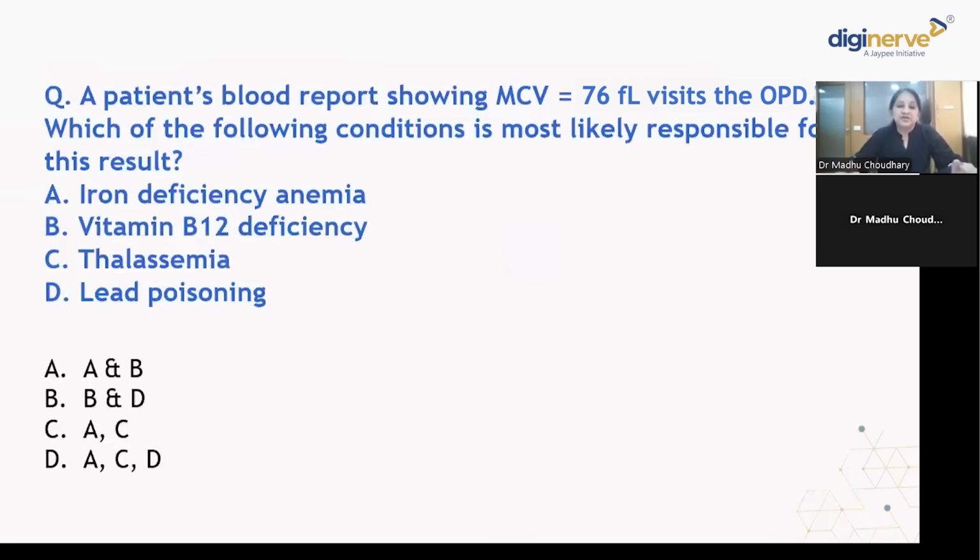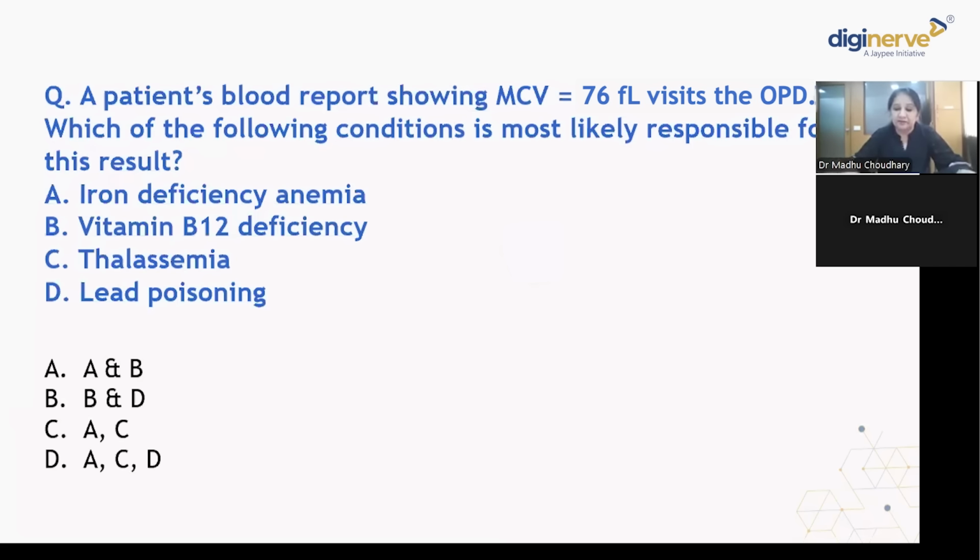Now, a patient's blood report shows MCVs of 76 femtoliter. He visits the OPD. Which of the following condition is most likely to be responsible for this result? See, I'm not sure if this question has been asked in this manner only, because this is a very easy question, cannot be expected in INI-CET in a straightforward format. Okay, just say they are just telling you MCV come hai, what are the causes?